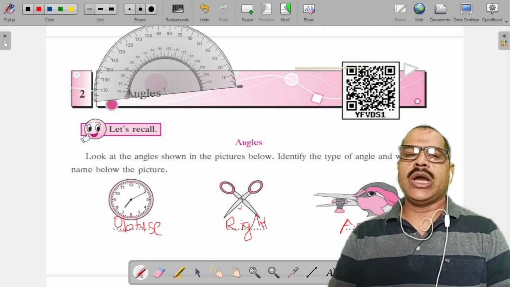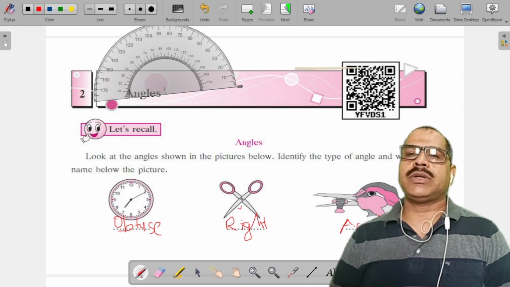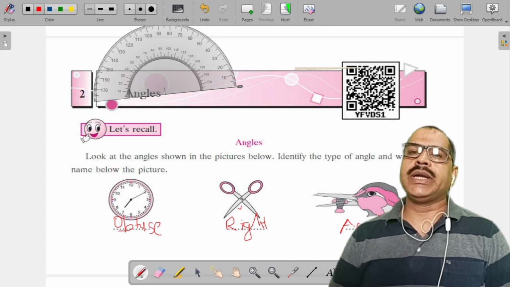In this way, we have finished the introduction part of the chapter. This is your activity; complete it at home.